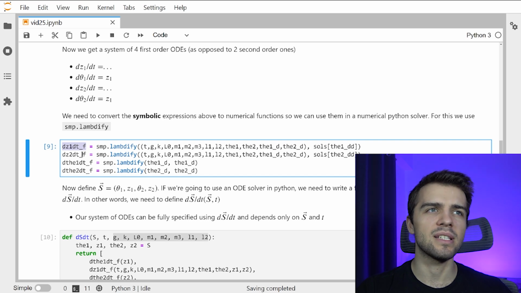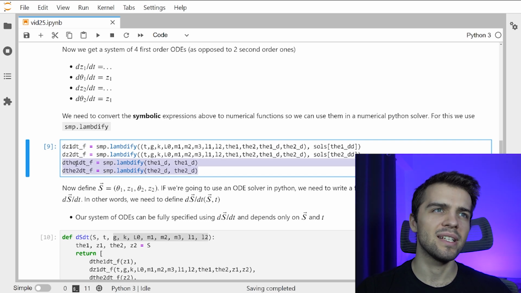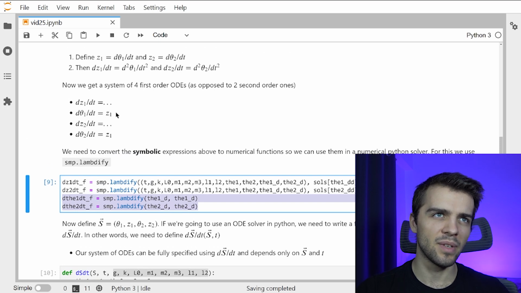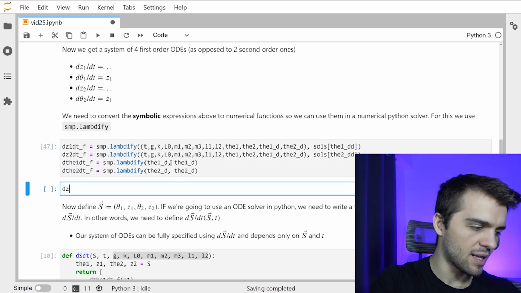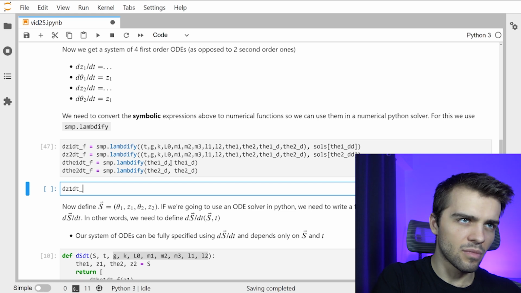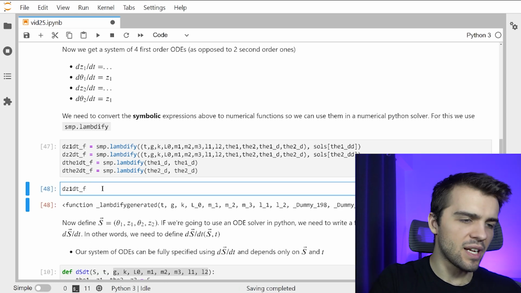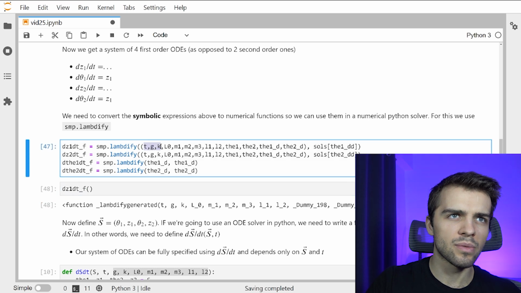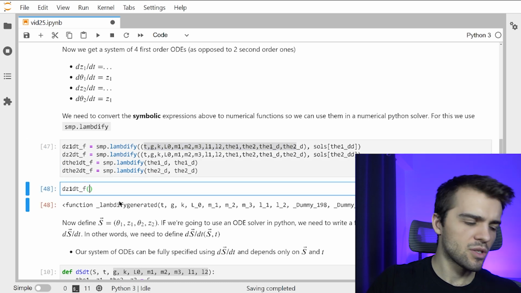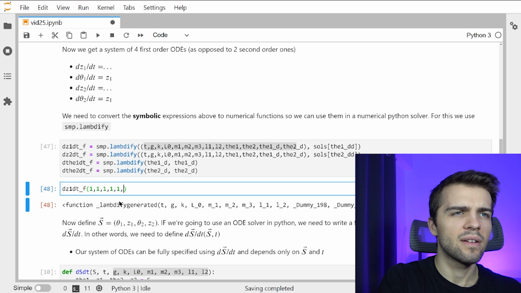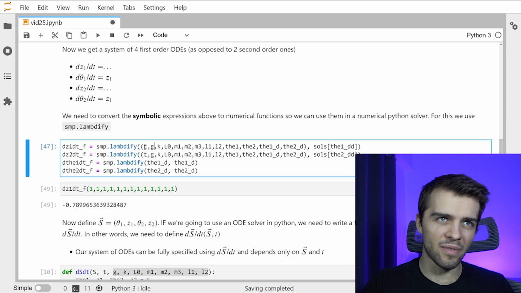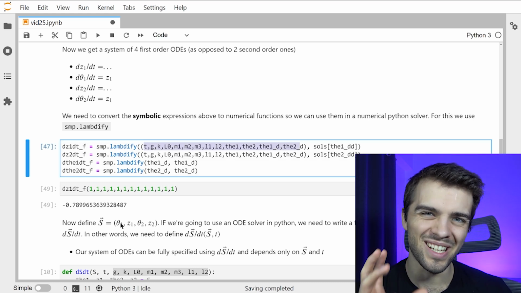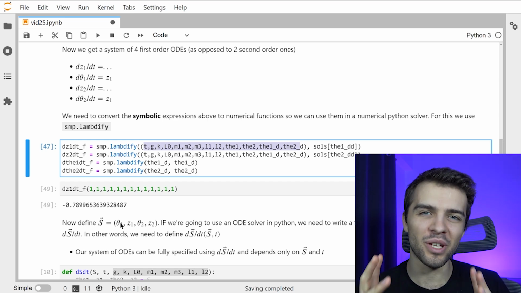So here I have these z1 dt underscore f. These are functions. And then the same thing for d theta 1 dt, which of course is just equal to z1 in this system of equations here. So very simple. And to sort of express what I mean by that, if I go z1 dt underscore f, I can feed it in a bunch of numbers. So there's 13 of them. And it will return a number. So I've given it all these numbers here, and it returns a number. So this can be used in a numerical integration library.